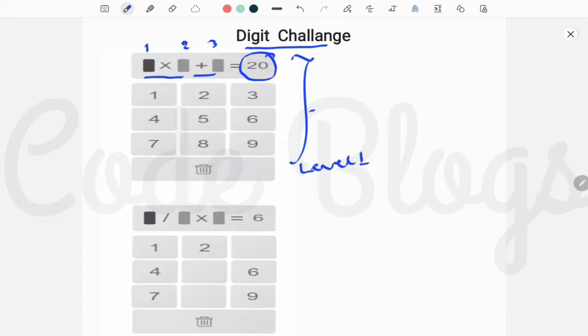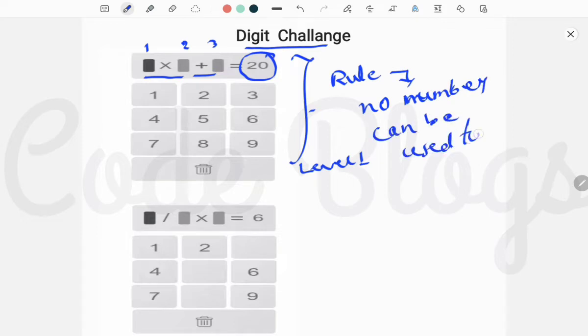There are multiple solutions here, but there is only one rule: no number can be used twice. Okay, so you can use a number only one time. Okay, let's see what solutions are possible. First of all, 6 into 2, that is 12, and then after that 8, so the total is 20. So first is 6 into 2 plus 8, 20.